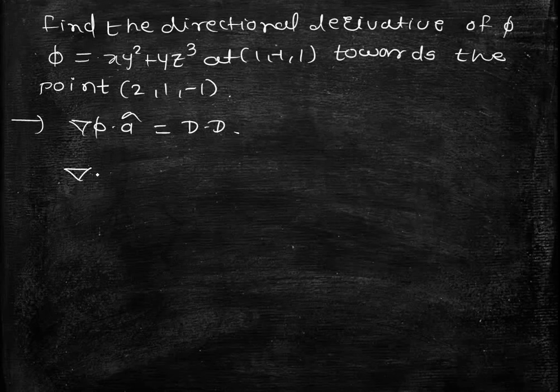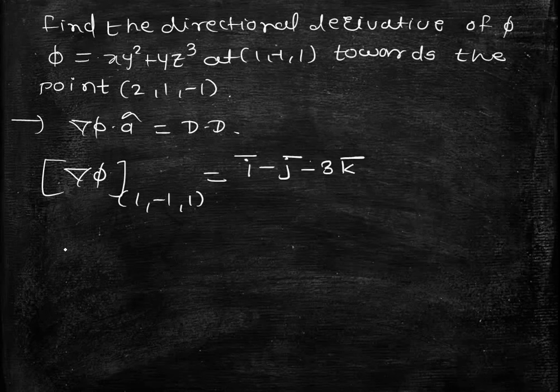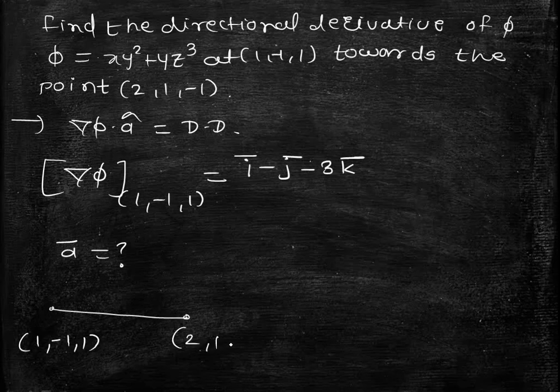So del phi we already calculated at the point 1, minus 1, 1. So I can directly write that value. You can find this value already in the previous example. So that value is i bar minus j bar minus 3 k bar. We just have to find here a bar. So to find a bar, here are the 2 points. This is our initial point and this is the final point. The initial point is 1, minus 1, 1 and the final point is 2, 1, minus 1.